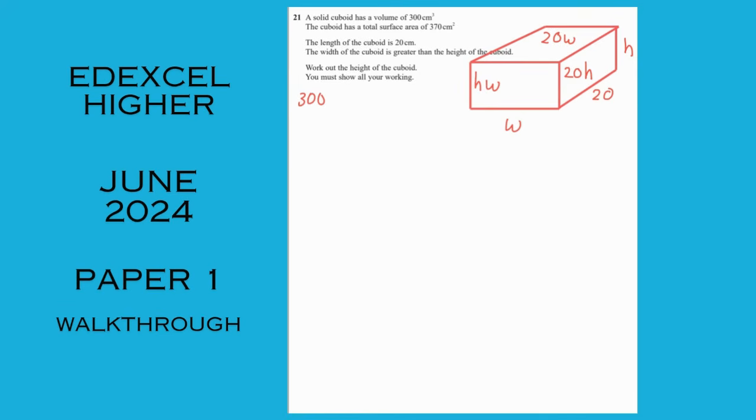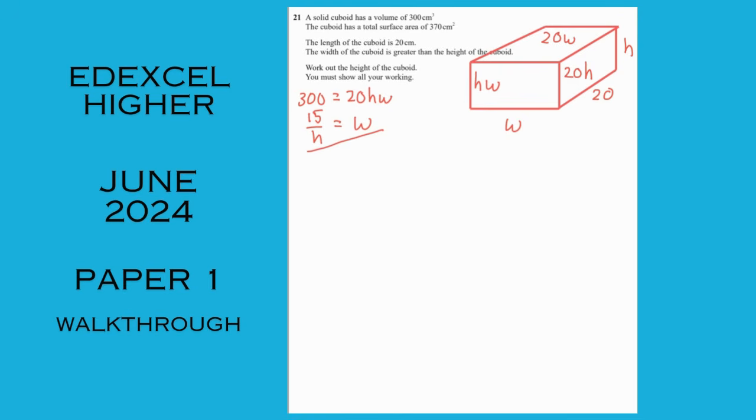We can start to link the two unknowns. So the first statement we write down is the volume of 300 is equal to 20 times H times W. Divide everything by 20H. We get 15 over H equals W. First important equation banked.